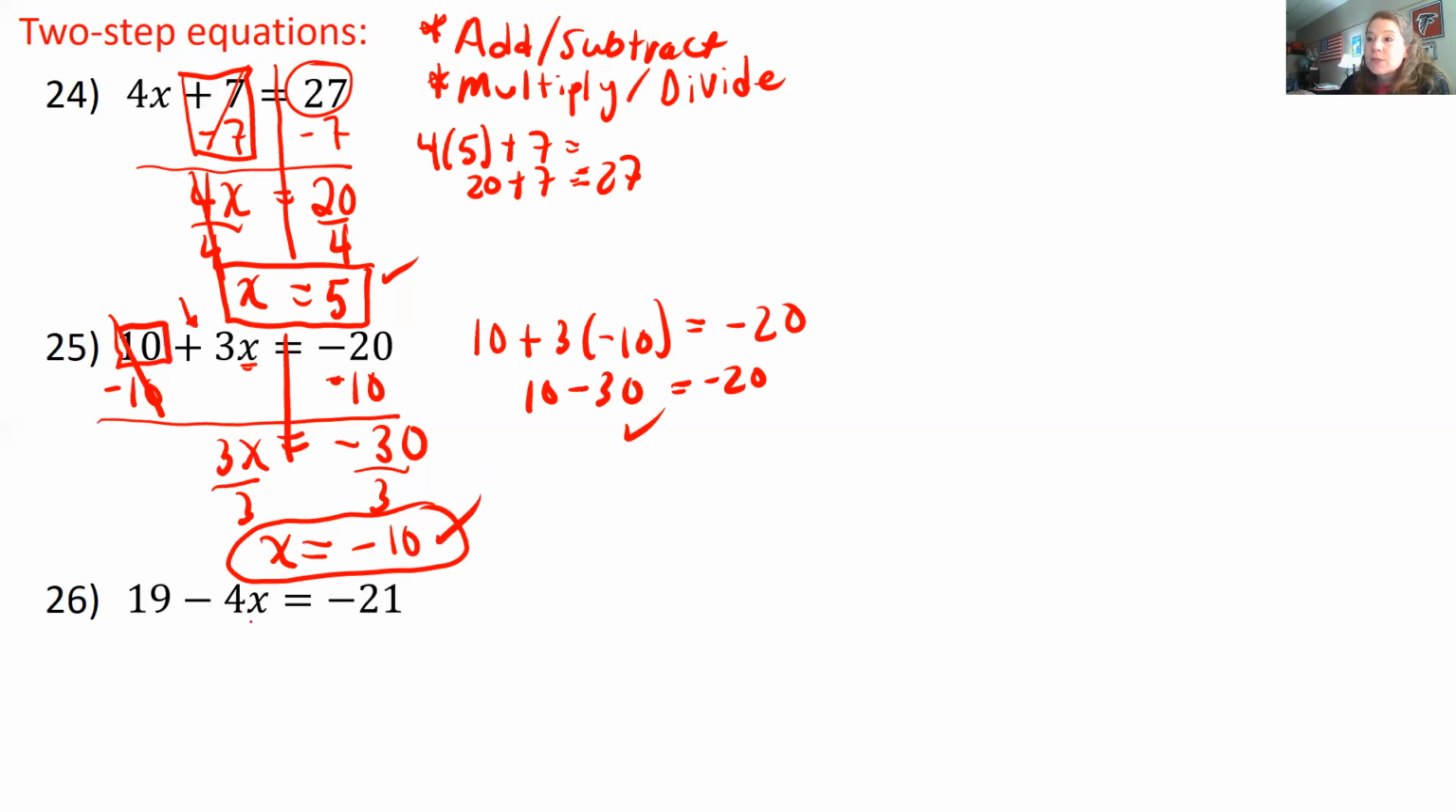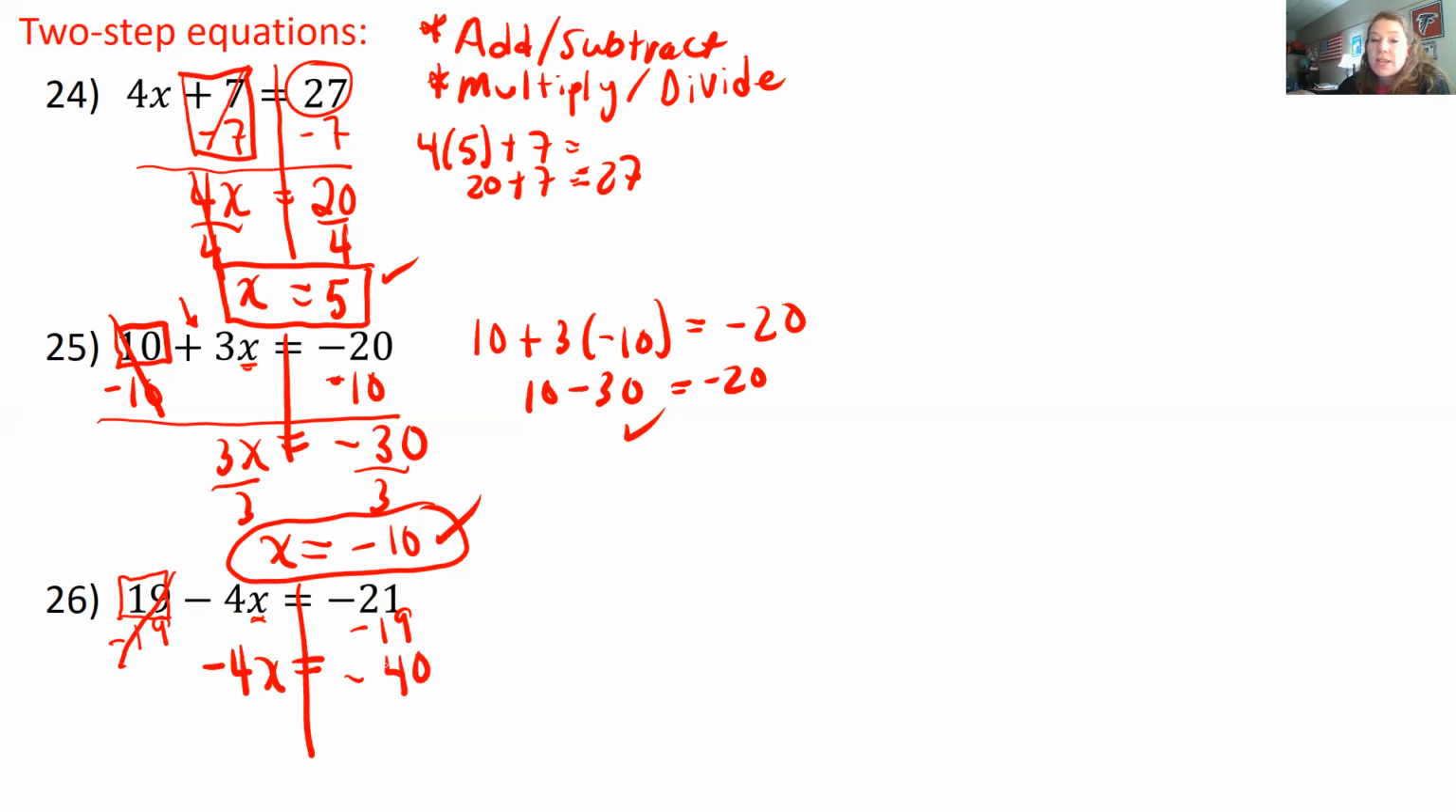Number 26, we want x by itself. Well, we have to get rid of this positive number first. How do we get rid of positive numbers? We subtract them. Subtract 19 first. So guess what? That's gone. So bring down our whole term. Well, the whole term is negative 4x. Negative 4x is equal to negative 21 combined with the negative 19 is negative 40.